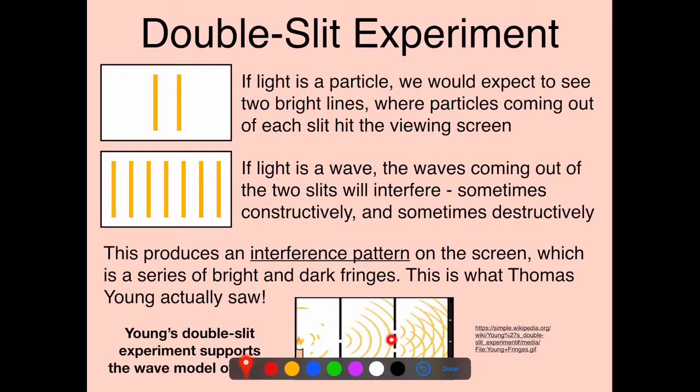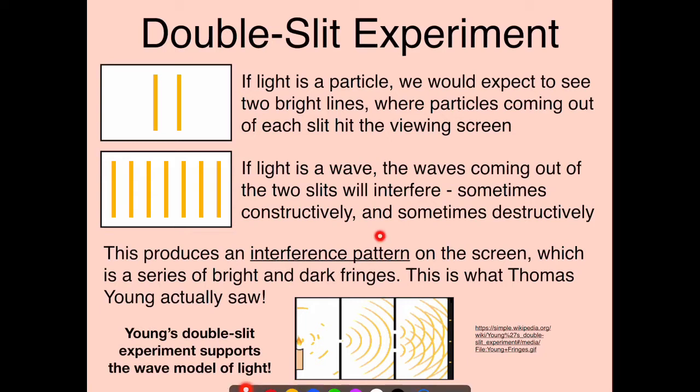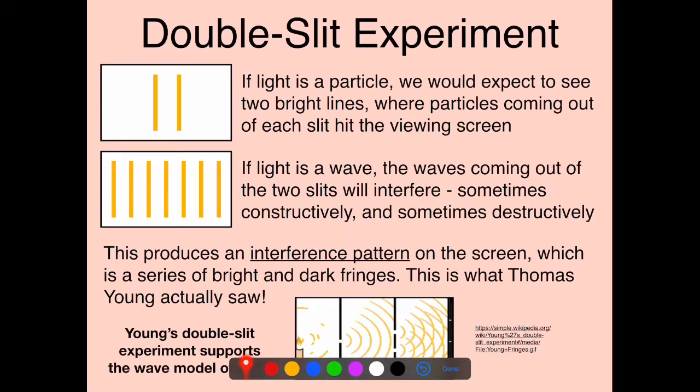So there's a wave coming out of this slit and a wave coming out of this slit, and those waves can interfere with each other. Sometimes you'll get constructive interference, other times you'll get destructive interference. And the result of that is what we call the interference pattern on the screen, where you see a series of bright and dark fringes on the screen.